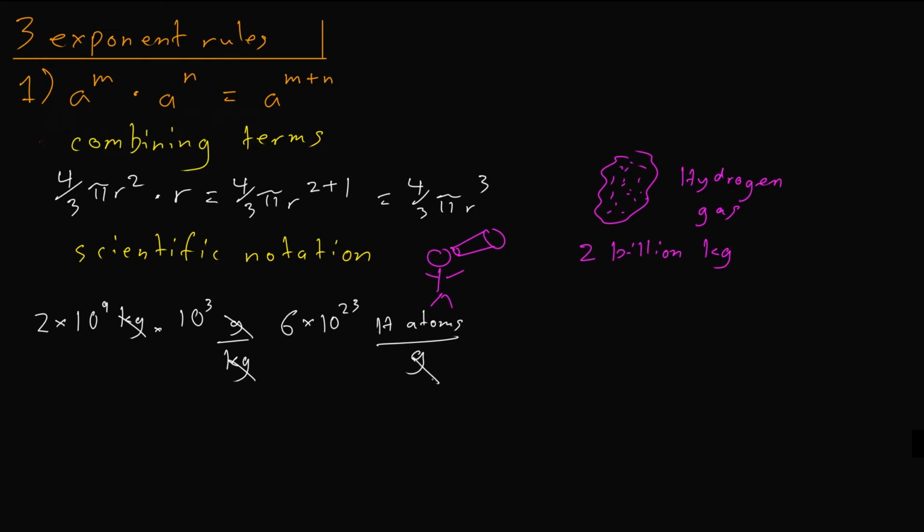the grams are going to cancel, and we'll be left with a number of hydrogen atoms, which is exactly what we're looking for. Okay, so how do we do this math problem now? Well, we can collect all of the powers of 10 together, and we'll have this 2 and 6. So let's say it's equal to 2 times 6 times 10 to the 9, right? This one here, times 10 to the 3, collecting this one here, and then we have this one here, so that times 10 to the 23 atoms, okay?